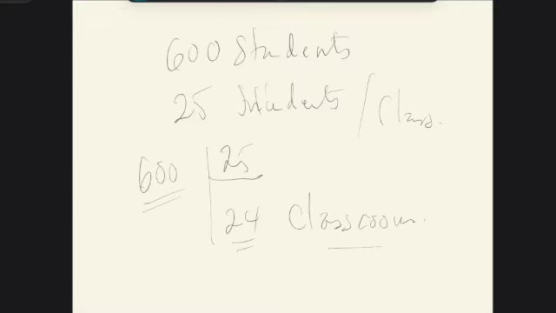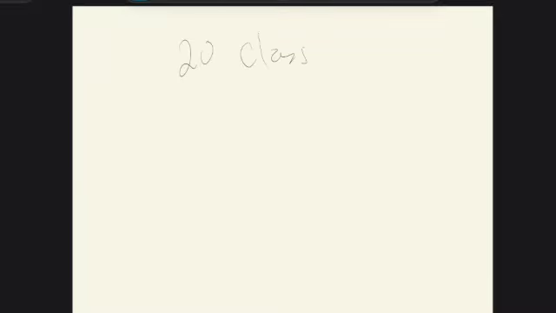Now, what happens if we build only 20 classrooms? It will work, but you'll have cramped classrooms. Instead of 25 students per classroom, you are going to have more in the classroom, which is not going to be efficient. Now, what happens if we build 50 classrooms? Nothing wrong with building 50 classrooms. You'll have enough classrooms, but it will be a lot of empty rooms because the student population is only 600.